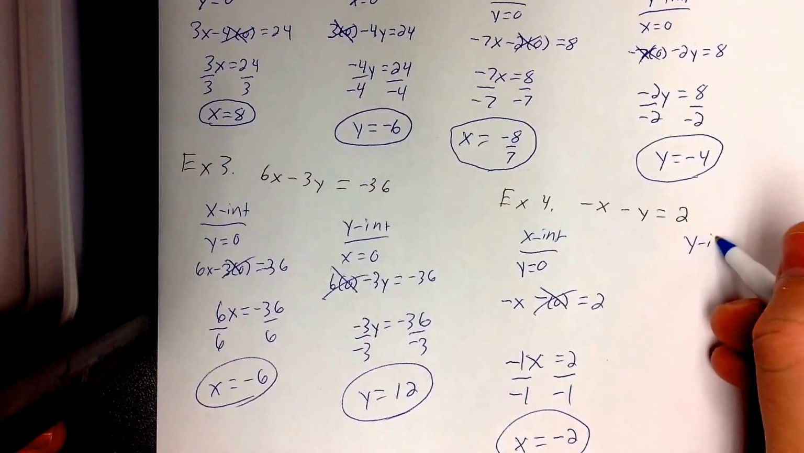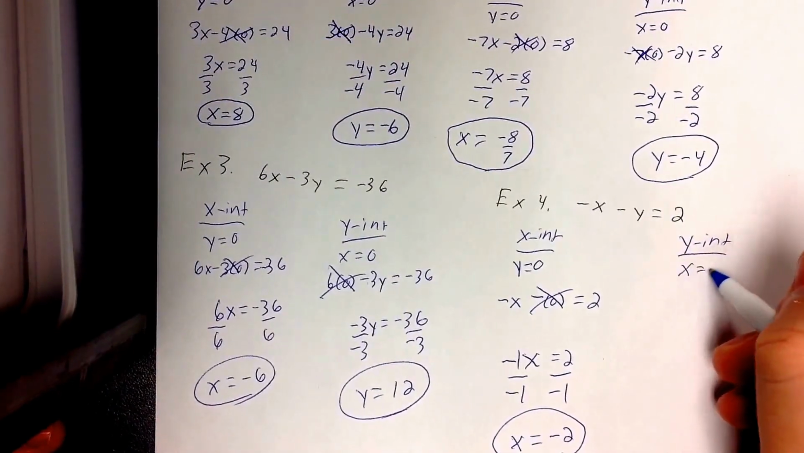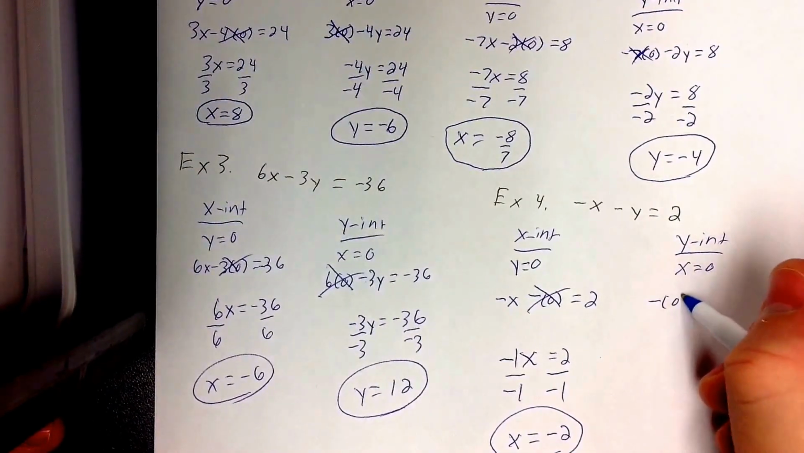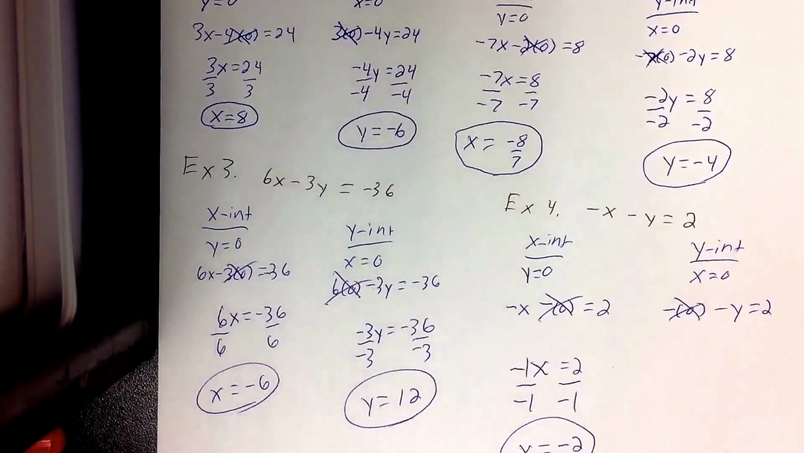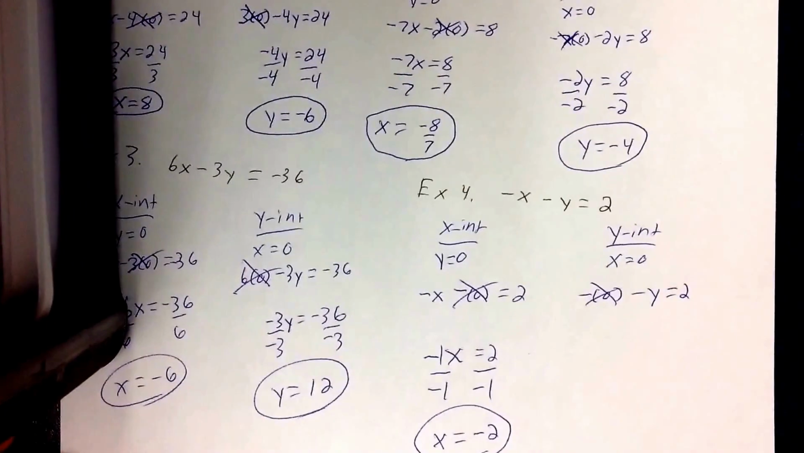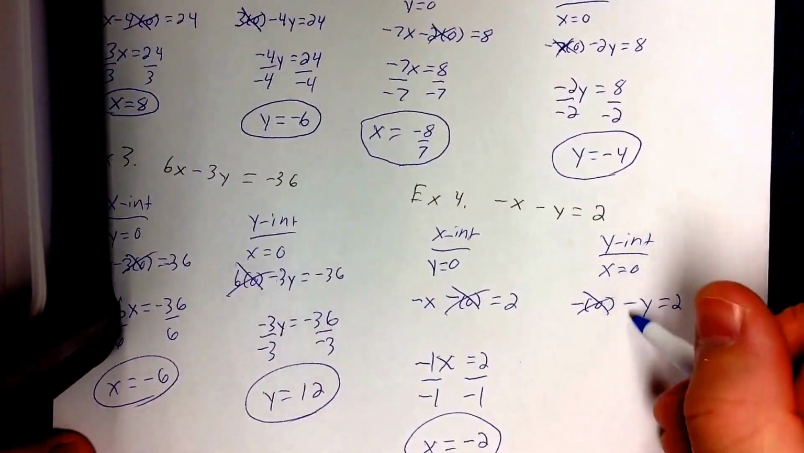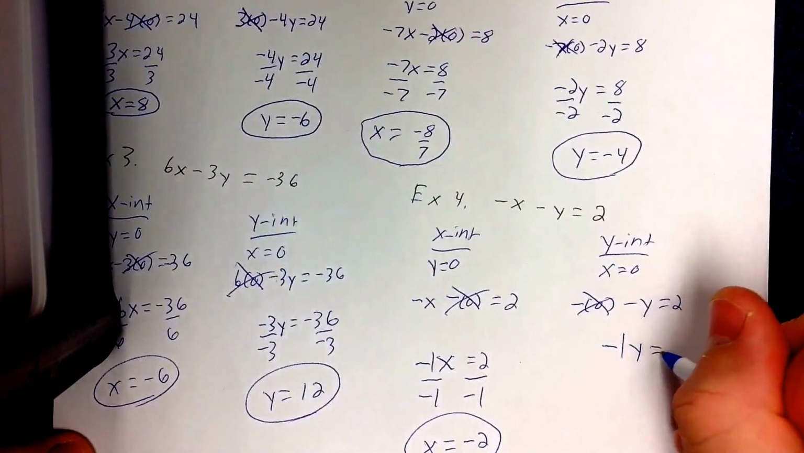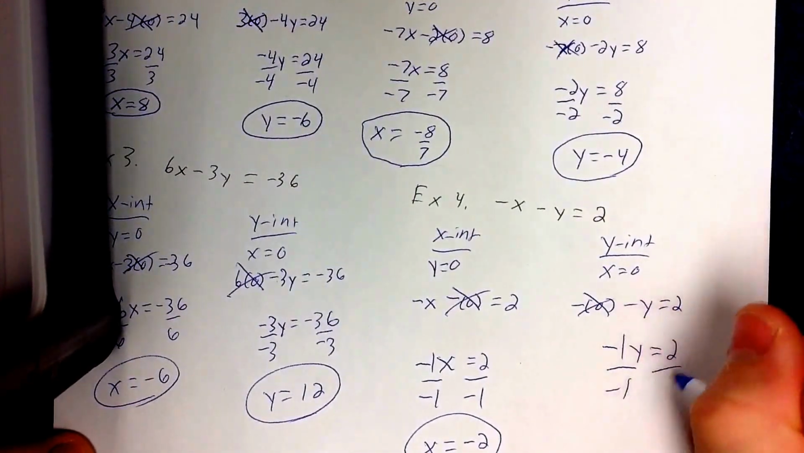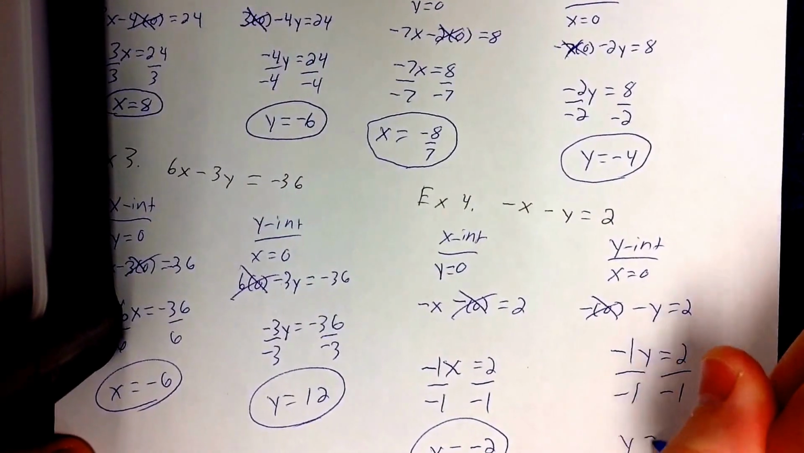The y-intercept, again we put in 0 for x, so I get negative 0 minus y equals 2. 0 cancels again. And then I bring down the negative y, which again is a negative 1y, equals 2. Divide both sides by negative 1, and I get y equals negative 2.